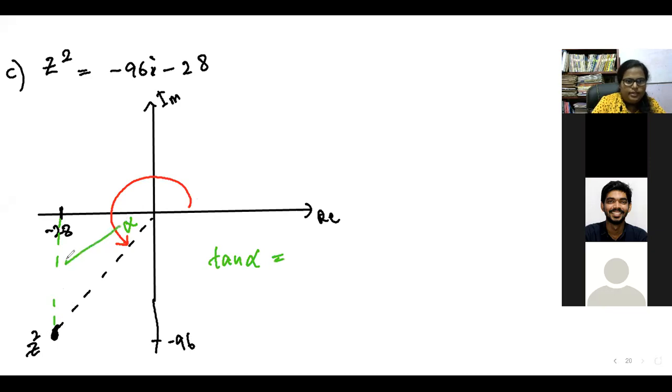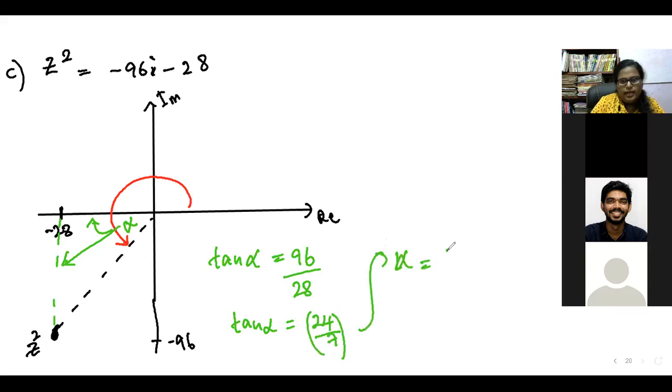Tan alpha is the opposite side, it is 96, and the adjacent side, it is 28. So we can find tan alpha like this. We can simplify this result as 24 divided by 7, right? So we can say alpha is equal to tan inverse of 24 divided by 7, right? So the answer for alpha is 73.7. This is the alpha value.